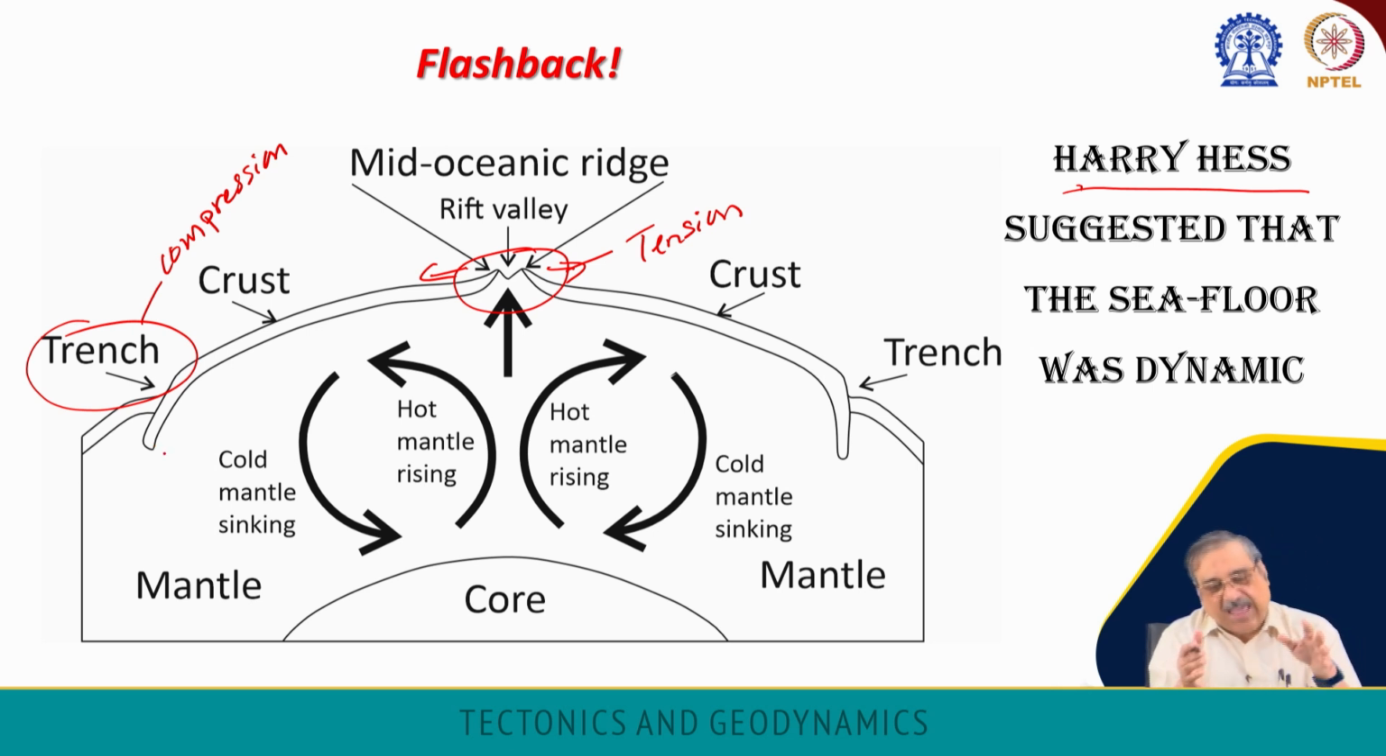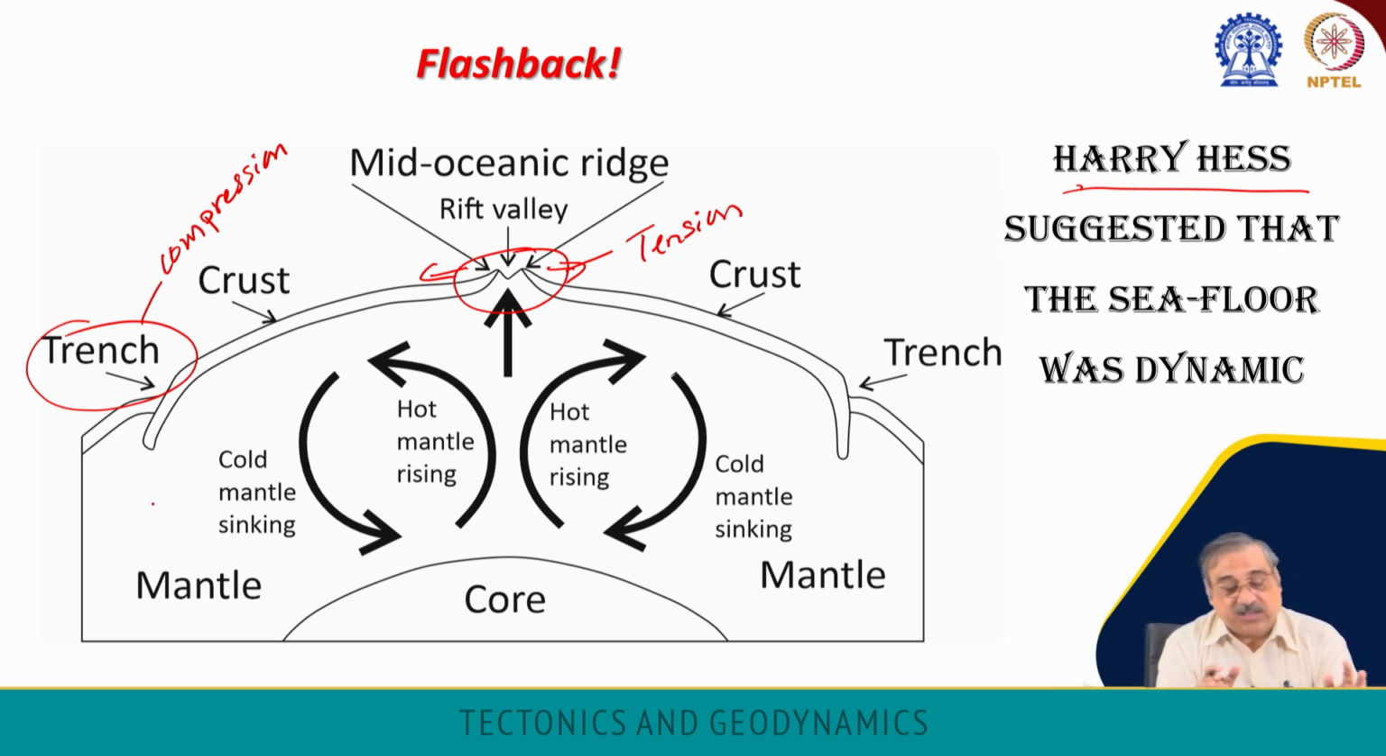Now, all of these, Hess speculated, were part of a convection cell in which hot mantle was rising and cold mantle was sinking down. So this was a part of the cold mantle sinking down, this was a part of the hot mantle which was rising. Wherever the hot mantle was rising, you get a ridge, and wherever the cold mantle is sinking is where you form a trench. On the surface, these are the visible expressions of the underlying convection that goes on in the mantle.